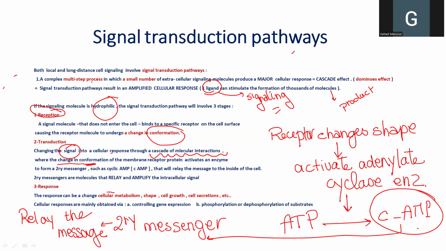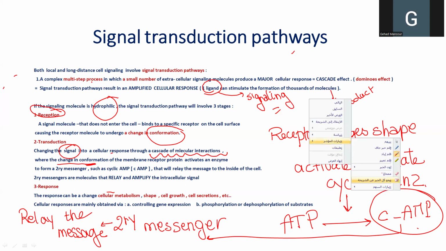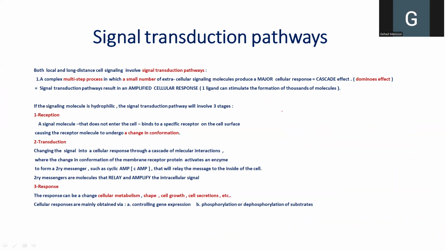Of course, the cellular response, as we said, might be a change in the shape of the cell, a change in the size of the cell, a change in the metabolism of the cell. And how does this usually occur? As we said, through cyclic AMP. But how can cyclic AMP do all this?